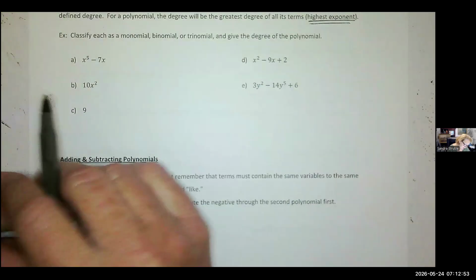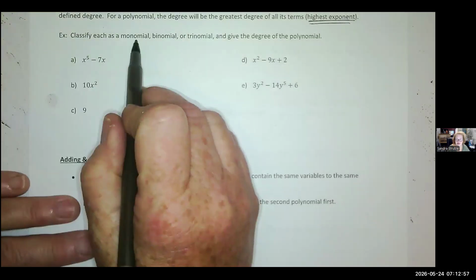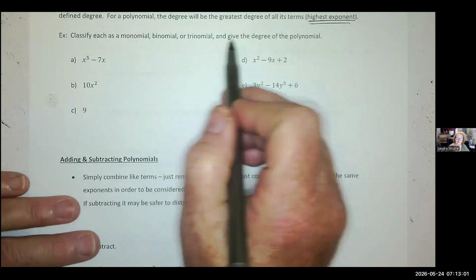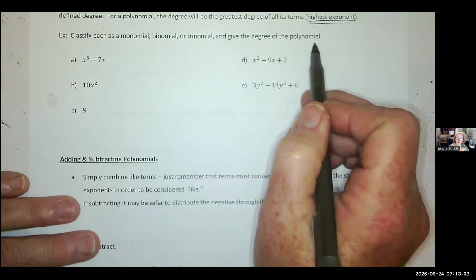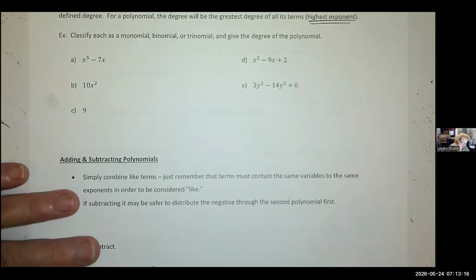Classify each as monomial, one term, binomial, two terms, or trinomial, three terms, and give the degree of the polynomial. So I'm going to do the first one, and then I want you to pause the video, go attempt the other ones yourselves, and then come back to see how you did. There's one that's a little trick. So I will understand if you just pause, but always give yourself a chance to figure it out.